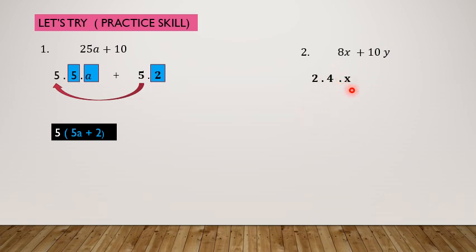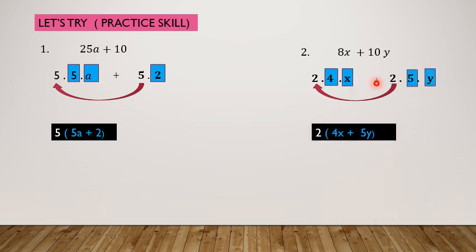2 times 4 times x plus 2 times 5 times y. So the common is 2. Remaining 4x, 5y. Ayan, ito yung answer niya. 2 times quantity 4x plus 5y. Kinagiget ba natin siya kung paano makuha yan? So, direct factor na yung ginawa natin.